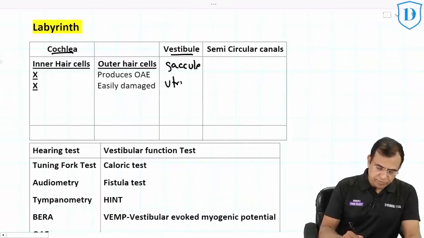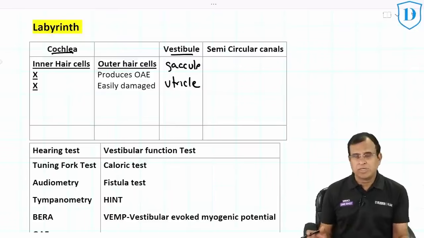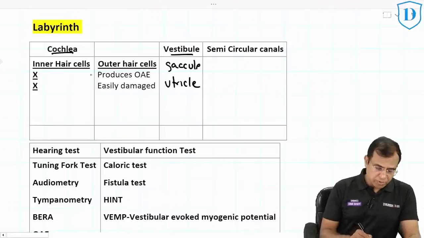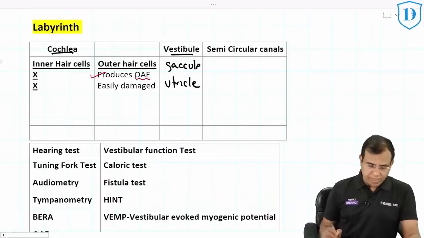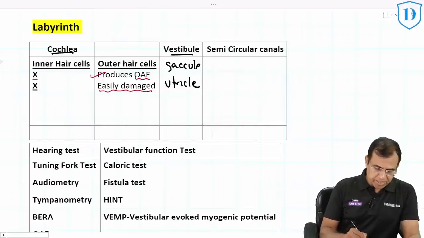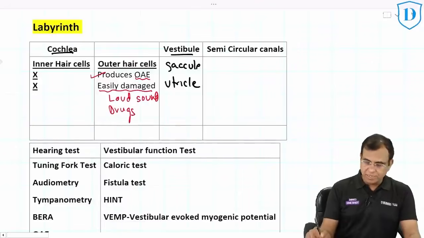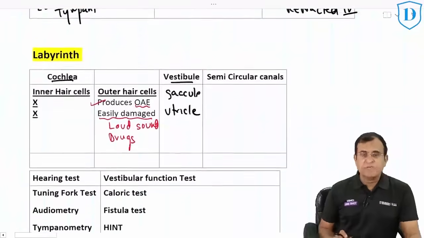Vestibule has two parts: saccule and utricle. The second important thing is the difference between inner hair cells and outer hair cells of the cochlea. The 6 differences, out of which 2 are very, very important, are given on your screen. One is that outer hair cells produce the otoacoustic emission. OAE stands for otoacoustic emission. Inner hair cells do not produce that. And outer hair cells are easily damaged by loud sound and ototoxic drugs. Inner hair cells cannot get damaged that easily. Okay, so these are the important points from the anatomy of the ear.